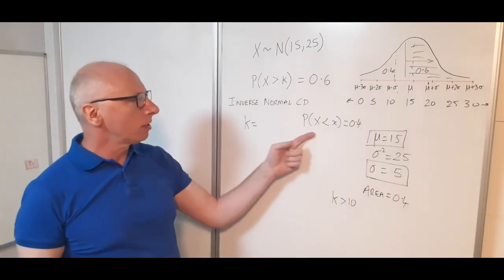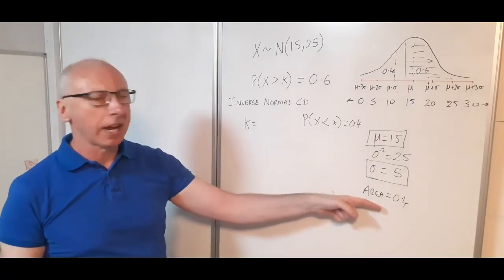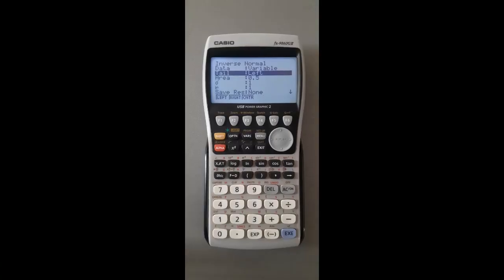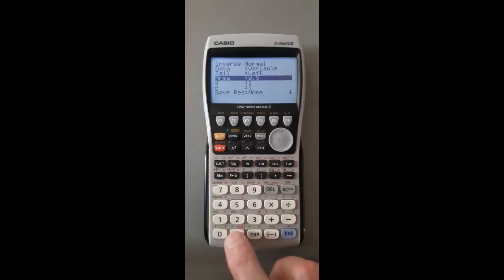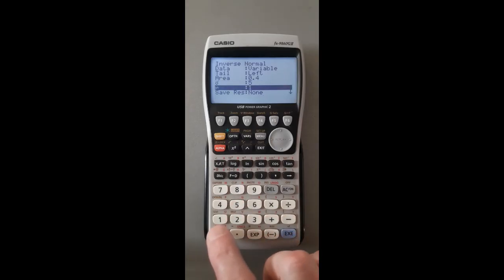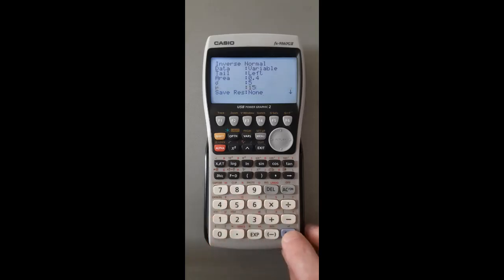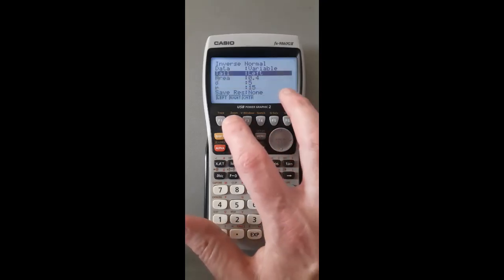Now if we type this into our calculators with mu 15, sigma is 5 and area equals 0.4. We need to make sure it's on the left tail, which is good, that's already on there. Now we need to set the area to 0.4, which we've now got. We need to set the standard deviation to 5, the mean to 15, and that comes to 13.733.